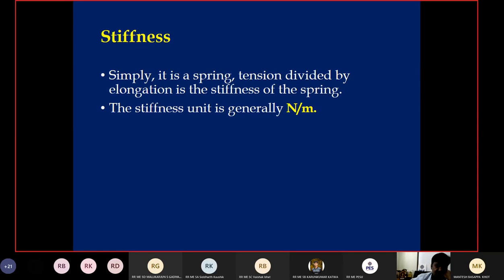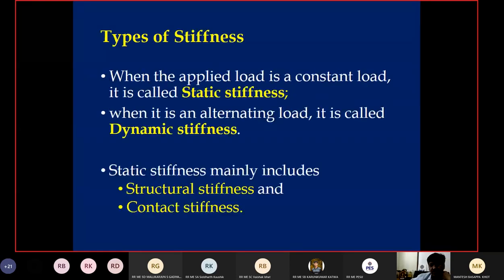The types of stiffness are static stiffness and dynamic stiffness. That means if the load applied onto the system, the spring or the actual member, is constant and doesn't vary with time, and no inertial forces are generated within the body, so there is no acceleration parameter, then the system is subjected to a static loading condition, and thereby you get the static stiffness of that particular system or member.